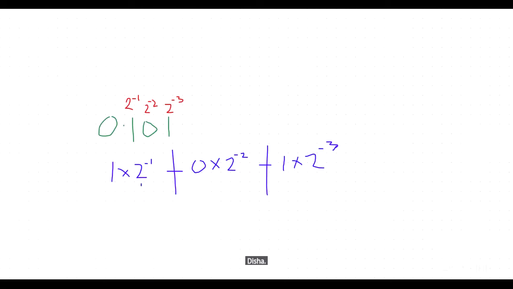1 over 2. This one will be 1 over 2 squared, which is 4. This one will be 1 over 8. So let's multiply out on our right.